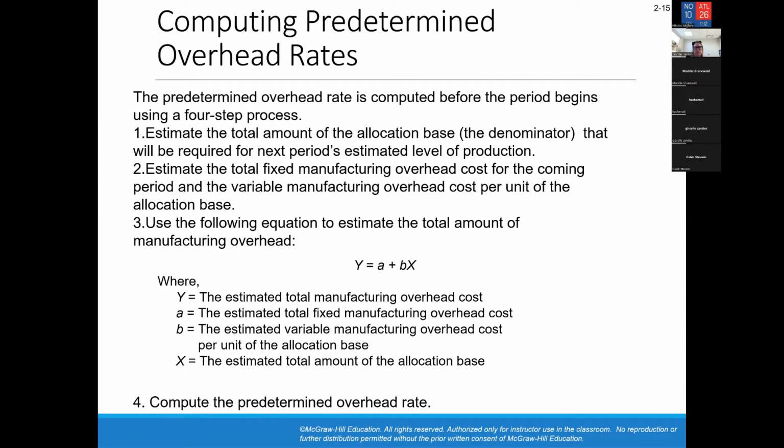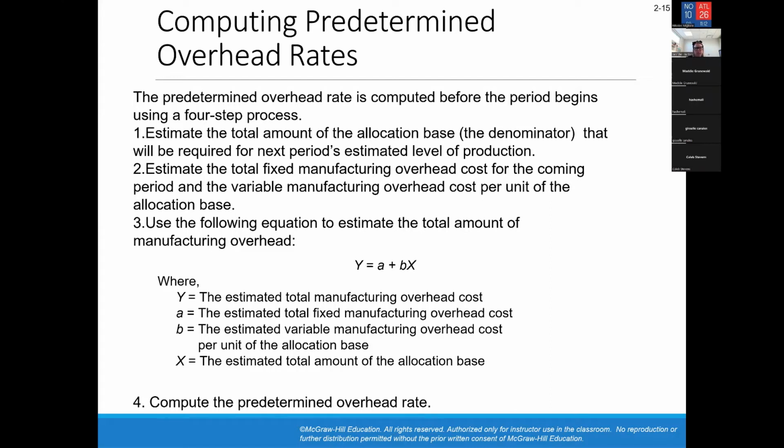Then we're going to use the estimated total fixed manufacturing overhead for the coming period, along with the variable manufacturing overhead. We talked about that formula last year. It's a mixed cost. Sometimes we have fixed and some variable costs based on how much we're producing. So we have to estimate that. That's our formula right there: the estimated cost over the estimated allocation base. So we have to know both of those things.